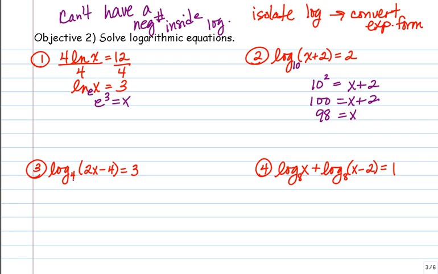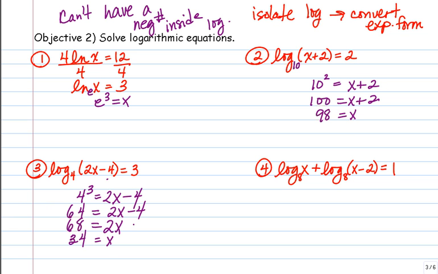Log base 4 of 2x minus 4 equals 3. Very similar. I'd have 4 to the third power is equal to 2x minus 4. But 4 to the third power is what? Yeah, 64 equals 2x minus 4. So we can add 4 to get 68 equals 2x and divide by 2 to get 34. So make sure 34 doesn't make the inner expression negative, and it doesn't, so that's okay to have.